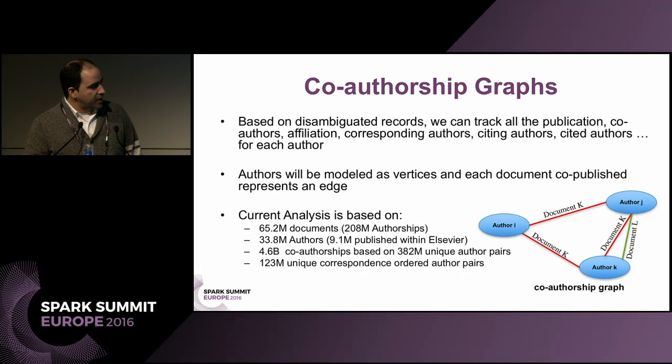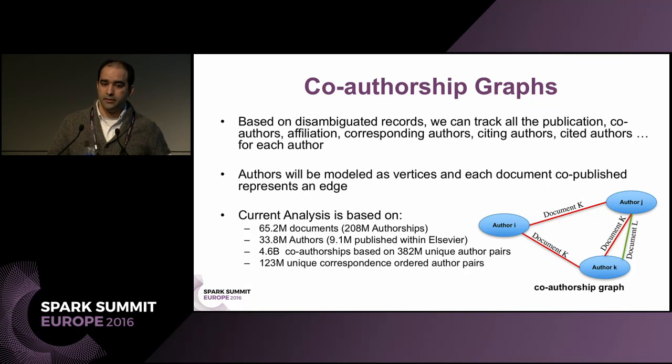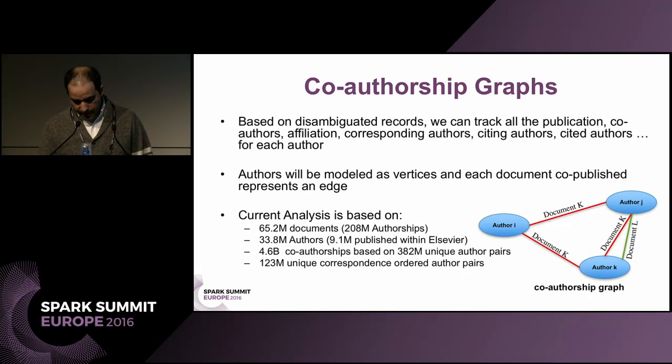And even if we consolidate that information into author pairs in co-publication, we have about 382 million author pairs. And we also specifically look at the corresponding authorship. The reason is that in a lot of fields and a lot of countries, the corresponding author gives us a very good clue about who is the principal investigator and who is likely to be the principal mentor in the project. Okay, these are the co-authorship graphs.